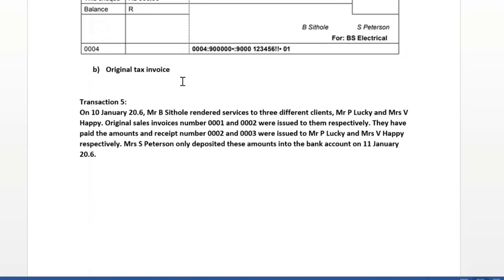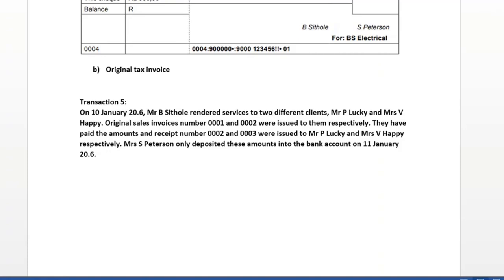They are paying for an expense. So transaction number 5. On the 10th of January, Mr. Bisitole rendered a service to 2 different clients, Mr. P. Lucky and Mrs. V. Happy. Original sales invoices number 0001 and 0002 were issued to them respectively.